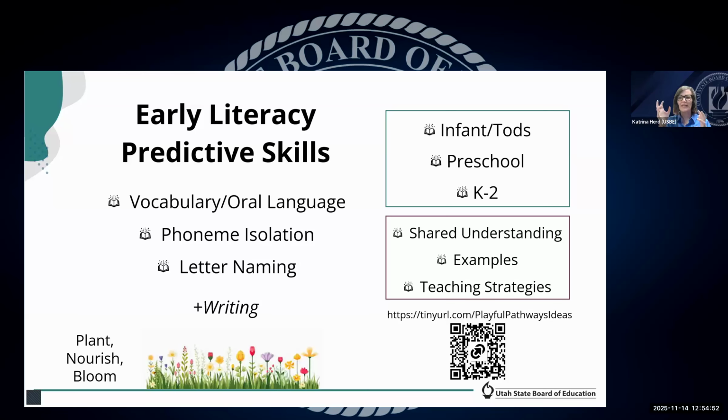So if we're like, I just need to know baseline what I should be doing to support children, this is where you start. So we're going to look at the predictive skills, which are oral language or vocabulary development, phonological awareness, phoneme isolation, and then letter naming fluency. And then I put plus writing at the bottom because that's not technically an indicator skill, but it overlaps with pretty much everything. So we'll talk a little bit about writing. We're going to go through each of these predictive skills.